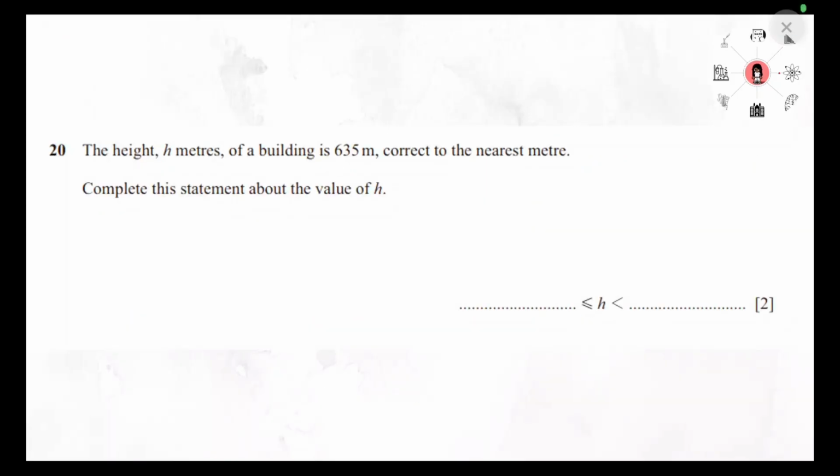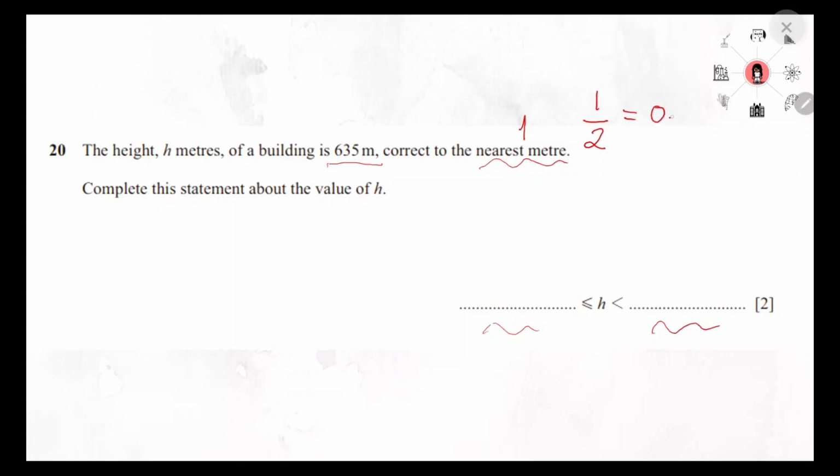Question 20. The height h meters of a building is 635 meters, correct to the nearest meter. Complete the statement about the value of h. By nearest meter, they mean nearest 1 meter. So to find the lower bound and the upper bound, we divide 1 by 2, which gives us the lower extreme and higher extreme of 635.